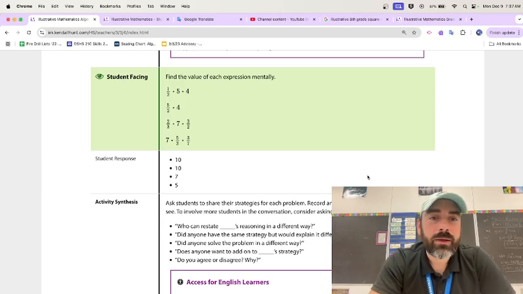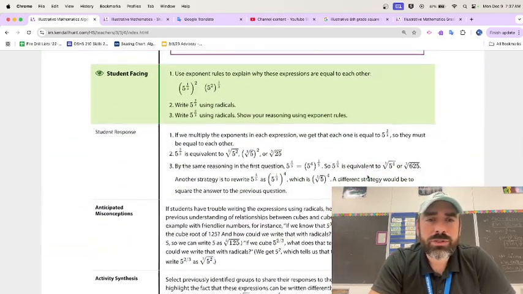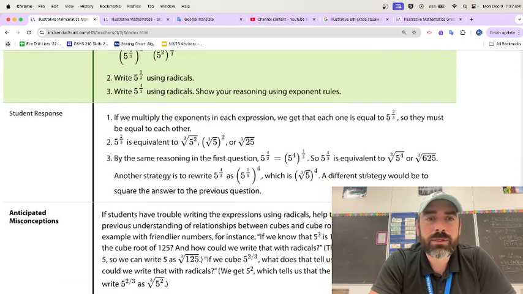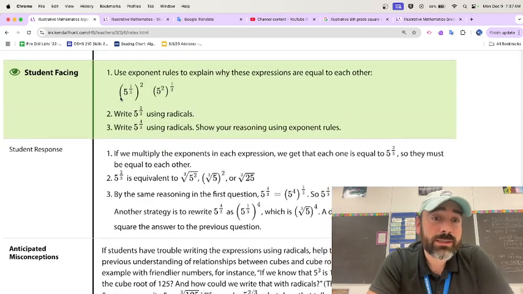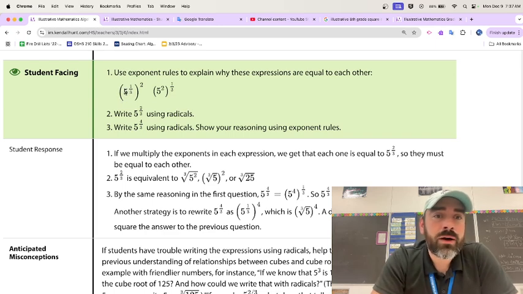Just reviewing class, there were some problems that we had seen like this, where we had 5 to the 1/3 power raised to the second power, and you could flip those powers and you get the same result, because what's a third times 2? Well, that's 2/3. So you would get 5 to the 2/3 power.